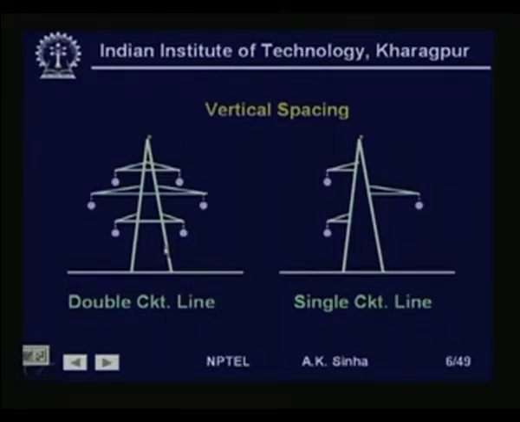Instead of horizontal configuration of the conductors, we sometimes use vertical spacing also. For that we have tower structures, which are shown here like this, where this tower is showing a double circuit line. One circuit is here, A, B, C, the 3 phase conductors of one circuit, and A dash, B dash, C dash, the 3 phase conductors for the other circuit. Both the circuits are running parallel to each other, and they are placed on the same tower.